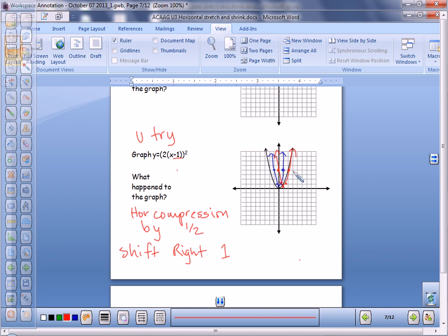I got that one. I'm confused. Okay, this is just the compression by 1/2. And then the red is the final. The red is after we shift it right 1. So we compress by 1/2 and shift right 1. I almost got that right. Oh yeah, it's divided by 2.